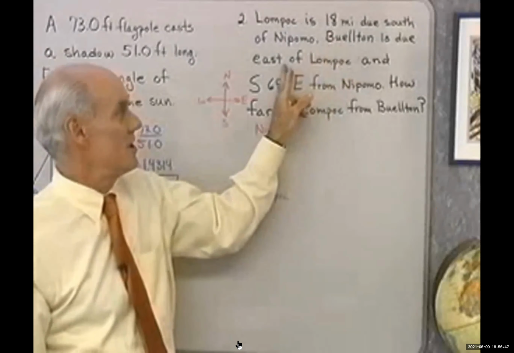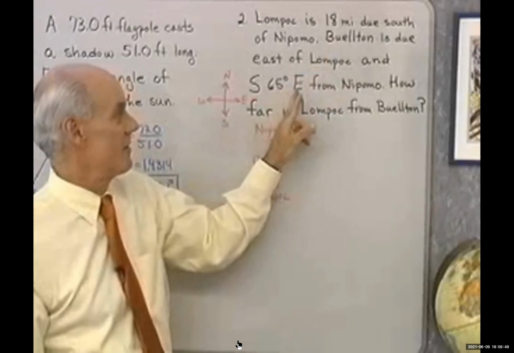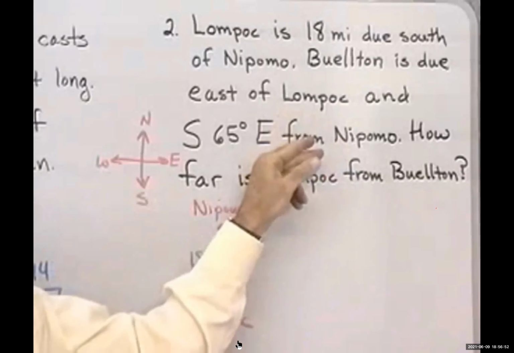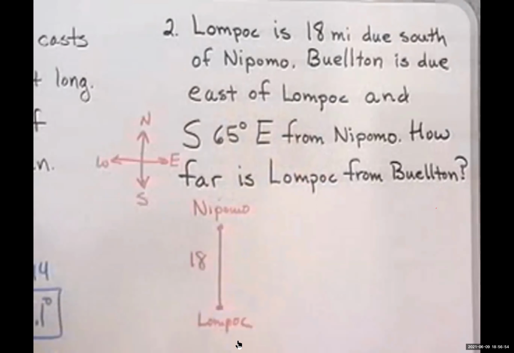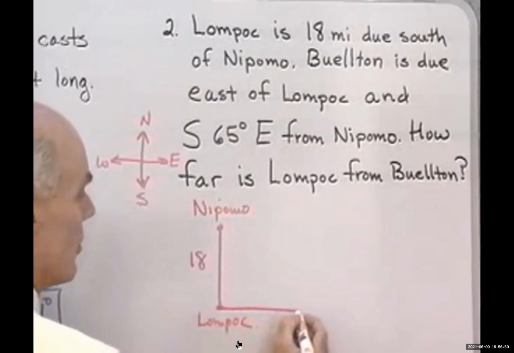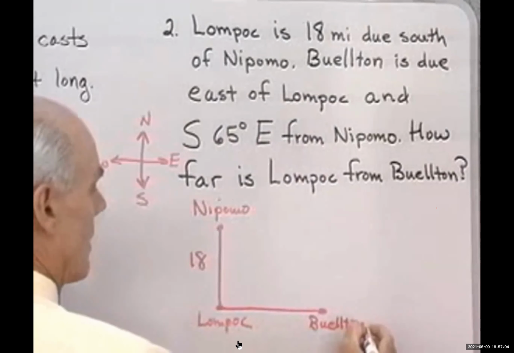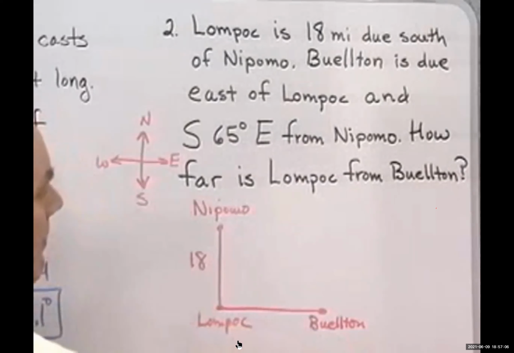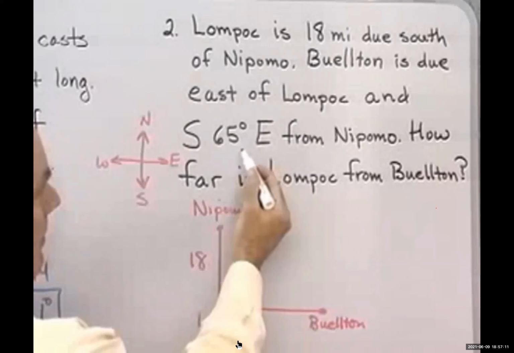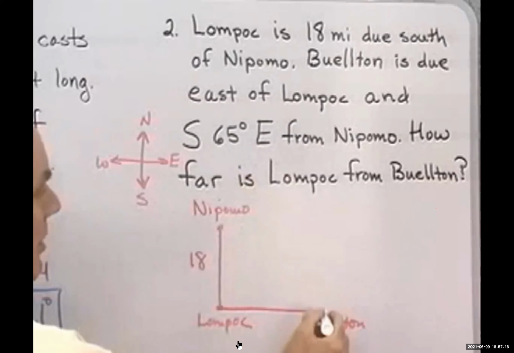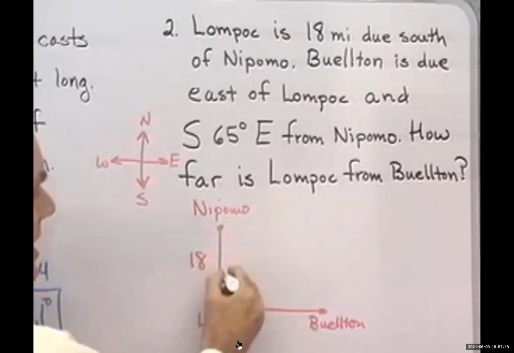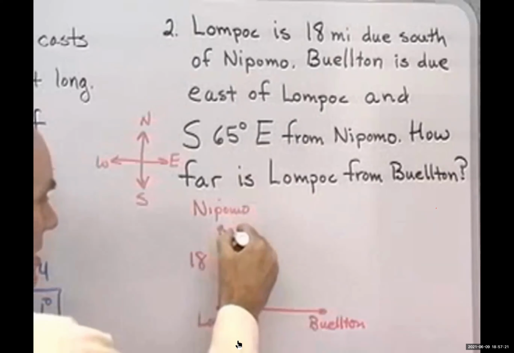Now, Buellton is due east of Lompoc and south 65 degrees east from Nipomo. Let's take care of this first. Buellton is due east of Lompoc. Well, if this is Lompoc right here, then to go east, I go this way. So Buellton is due east of Lompoc. Now, it doesn't tell me how far that is. That's what I'm looking for, but I know that Buellton is south 65 degrees east from Nipomo. So the bearing of Buellton from Nipomo is south 65 degrees east.